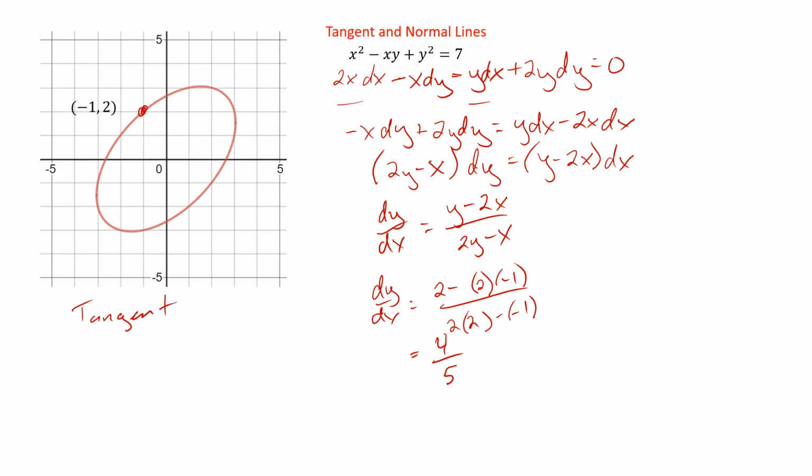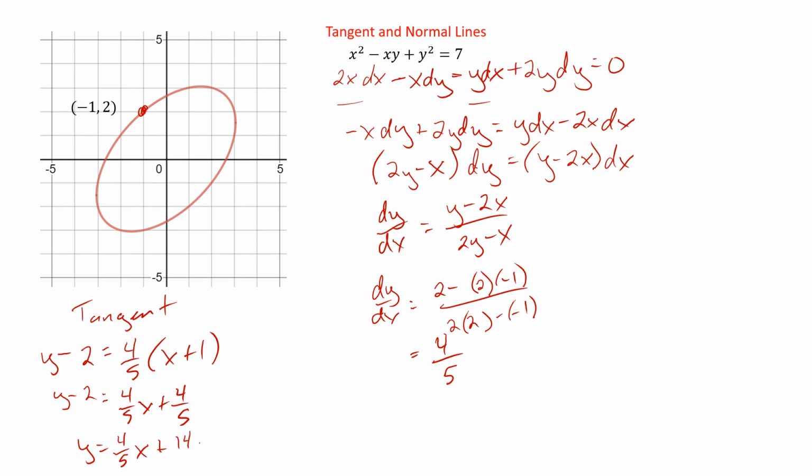So y minus the y part of our point equals 4/5 times x minus the x part of our point. That's in point slope form. We can distribute, and then we can add that 2 over. So y equals 4/5 x, and then plus 2, that'll be plus 2 and 4/5 or 14/5.